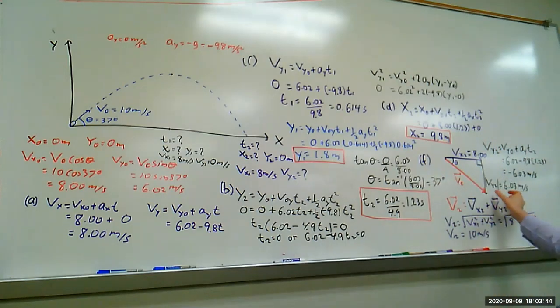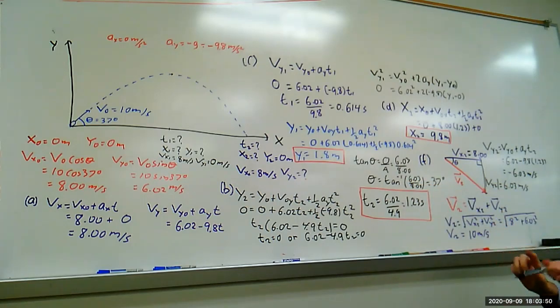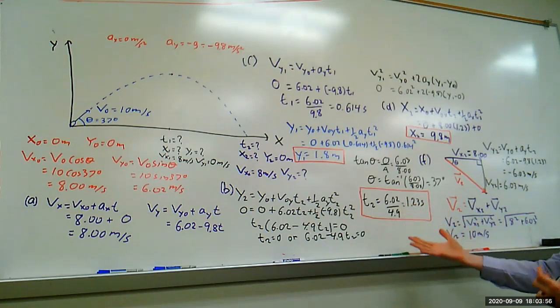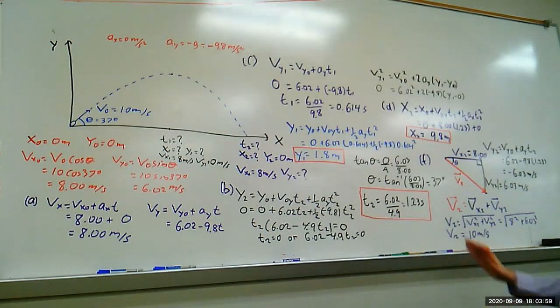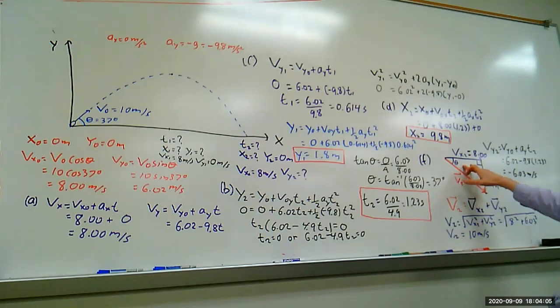Note, I use the magnitude. I didn't put negative 6.03. That just causes confusion with your calculator because you're not sure what quadrant you're in. If you keep everything positive, then you know you're in the first quadrant and everything is easy to understand. So angle is 37 degrees. We can say 37 degrees below the horizontal.